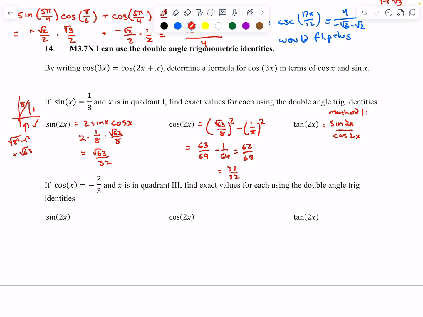If you already know sine and cosine, you just take them and lots of things cancel. The 32s.